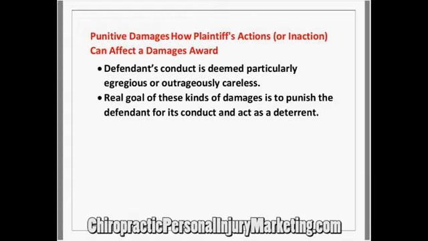Punitive damages are how the plaintiff's action or inaction can affect a damages award. So the defendant's conduct is deemed particularly outrageous or careless. Probably some of the real goal of these kinds of damages is to punish the defendant for his conduct or act as a deterrent.